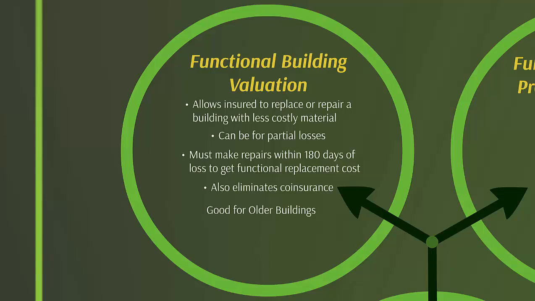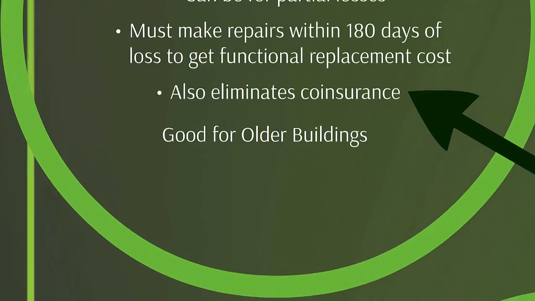It's good for older buildings where the materials needed to replace or repair the building are much less expensive today. In order to make the building functional again, the insured can use these much less expensive current and modern materials. If the insured had to insure the building at its replacement cost, the insured would have to carry a substantially higher limit.